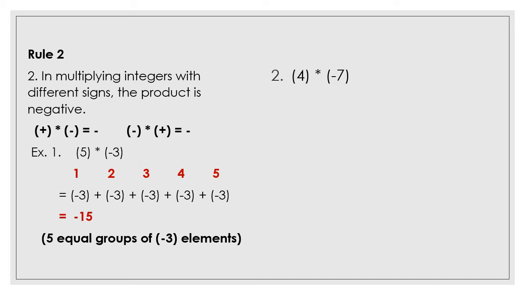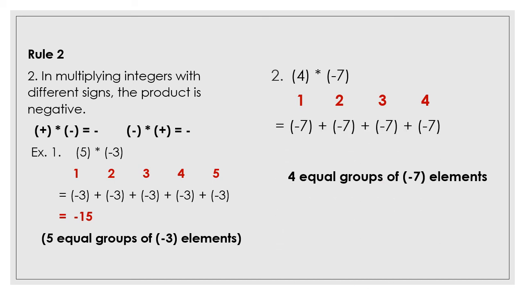Next, number 2, 4 times negative 7. So we have 4 groups of negative 7. So we have 1, 2, 3, 4 with negative 7 as the elements. So negative 7 plus negative 7 plus negative 7 plus negative 7 is negative 28. So, ang rule natin dito ay positive times negative equals negative. Na ang ginamit natin dito ay yung groupings.